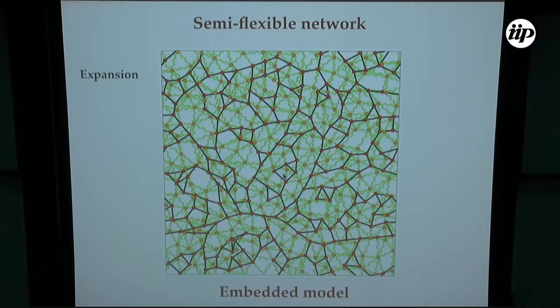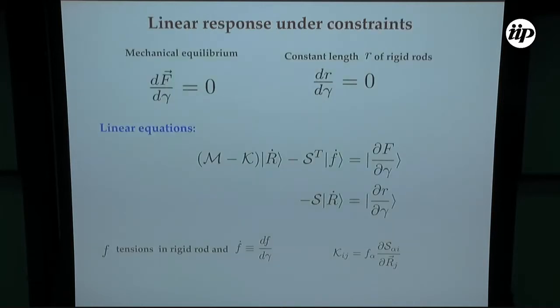Okay, so how did we do this? Well, we have to build the linear response theory of this kind of elastic material under constraint, and that can be done using two main ingredients: mechanical equilibrium and constant length of the rigid rod. What we end up with is a set of linear equations for the non-affine displacement and the strain derivative of the forces. And of course, we can then solve this numerically.